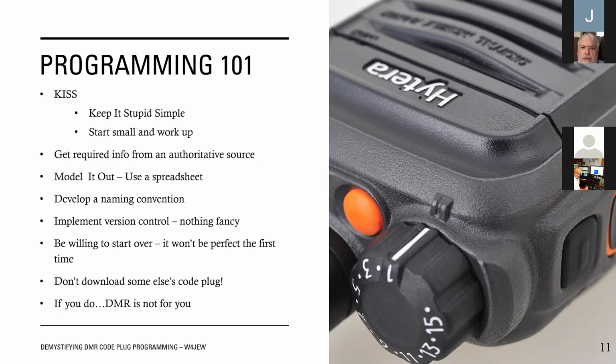Develop a naming convention that works for you. When I show you one of my code plugs, I would say they're very well organized, and I've worked on it for a very, very long time. I have a system that works for me. You may not like it. That's okay. You can make it your own. Implement version control. Let me show you guys something.